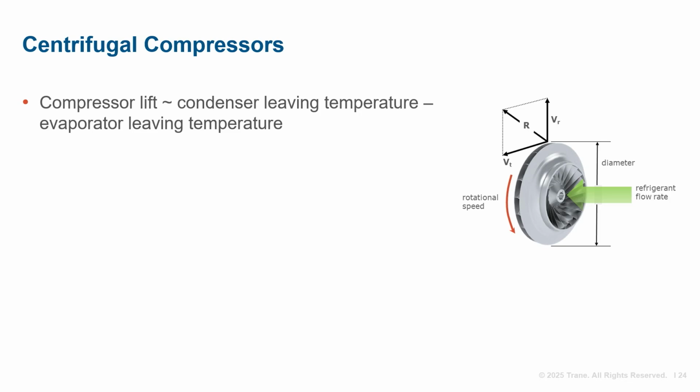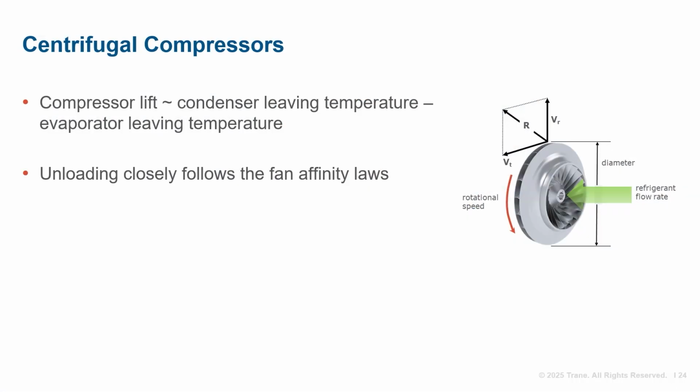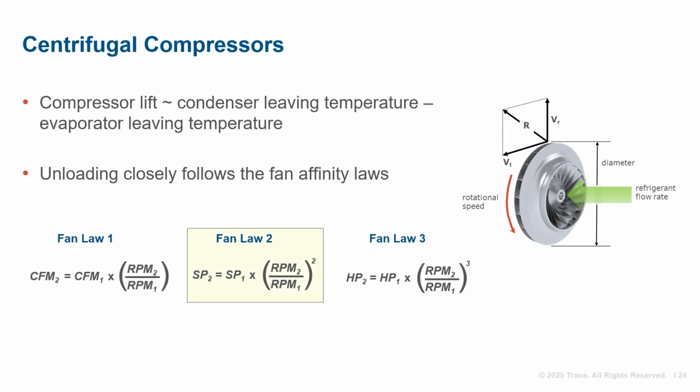For any heat pump or chiller, lift is defined as the pressure difference between the evaporator and condenser. This pressure difference can be represented as a temperature difference by subtracting the evaporator leaving temperature from the condenser leaving temperature. Centrifugal compressors create that pressure difference aerodynamically, similar to how fans create differential pressure. The compressor's behavior closely follows the fan affinity laws. Let's focus on fan affinity law number 2.